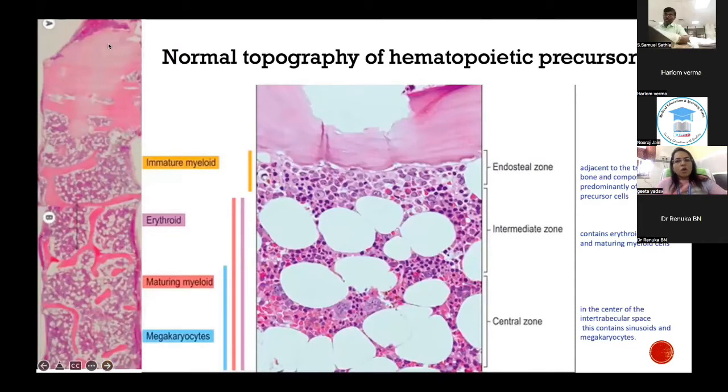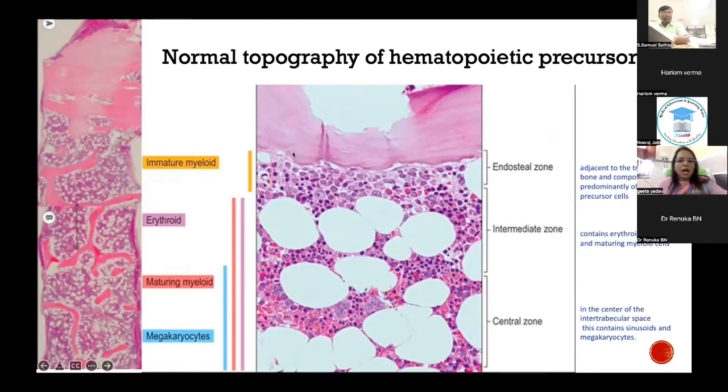Coming to the normal topography of hematopoietic precursors in the bone marrow biopsy, as we can see in this section, this is our cortical bone, and the subcortical intertrabecular spaces have very low cellularity. And these are the trabeculae. Between the trabeculae we have this intertrabecular space, and these are the cells we are interested in. This is the area we are interested in.